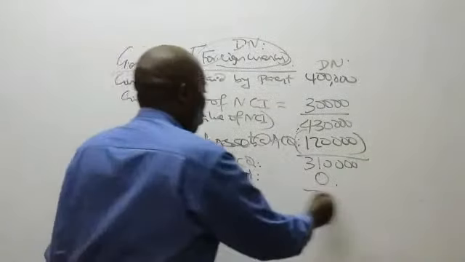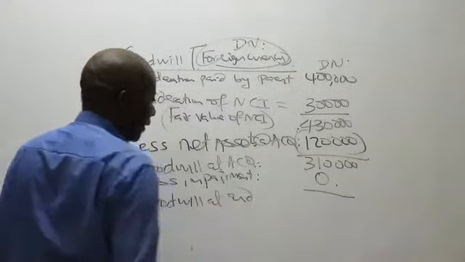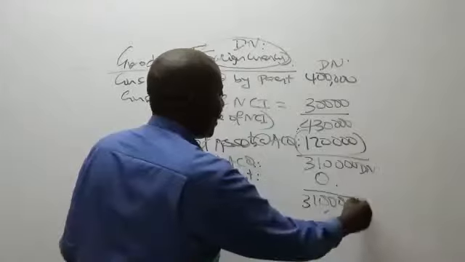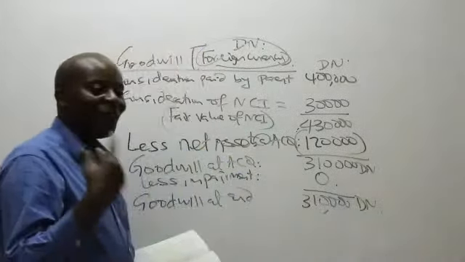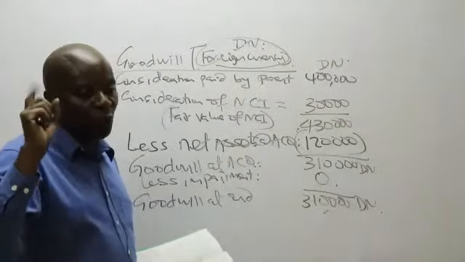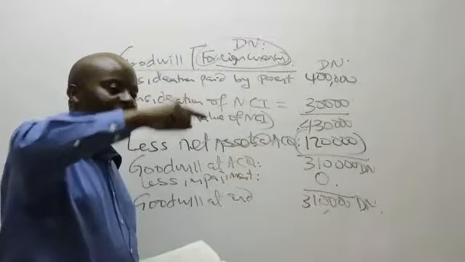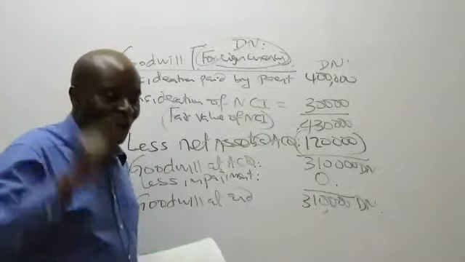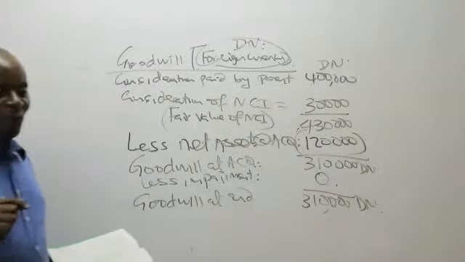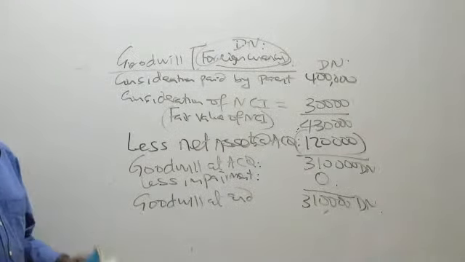So meaning that goodwill at the end, itakuwa ngapi? 310,000. Remember, these are in form of what here? DN. Once I finish that, I know what should follow here automatically is the foreign currency adjustment of goodwill. Because I have to translate it. And when I'm translating it to my reporting currency, then I have to compute. So mention their title, foreign currency adjustment on goodwill.